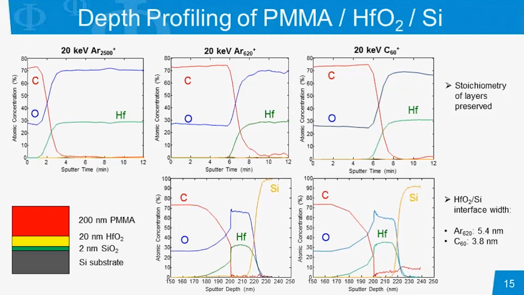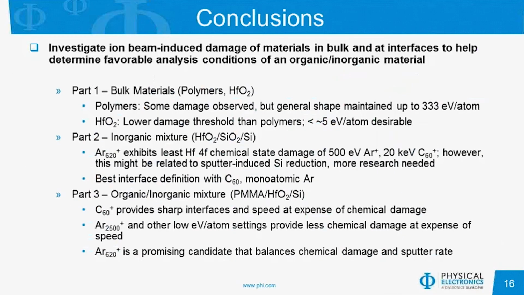We also look at the oxygen to hafnium ratio for the hafnium oxide layer, and with the GCIB we are maintaining approximately the 65 to 70% oxygen that we would expect. However, for the C60 we can notice that the oxygen is around 60%, so we are losing oxygen within that layer. So to conclude, for the last part here, we looked at 3 settings, 2 GCIB settings and 1 C60.